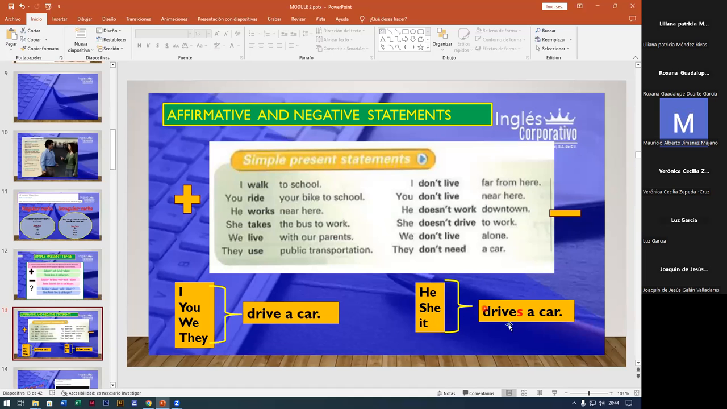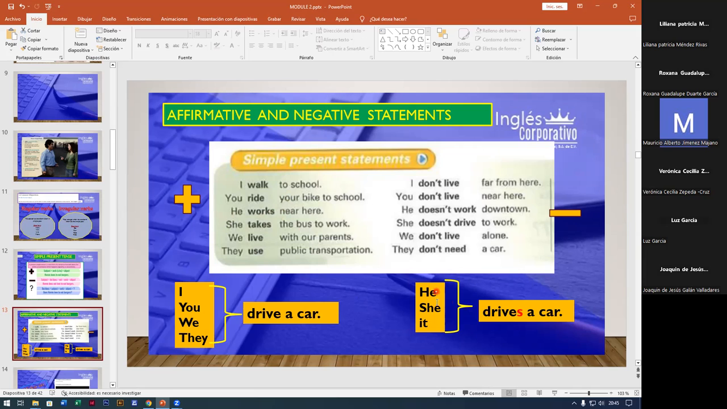It drives a car. So that is in the case of the affirmative. If you observe here, you say, I walk to school. You ride. So you use the base form of the verb with I, you, we, and they. It's the original form of the verb. But if you use he, she, or it, you need the S form of the verb. Se utiliza la forma S del verbo.